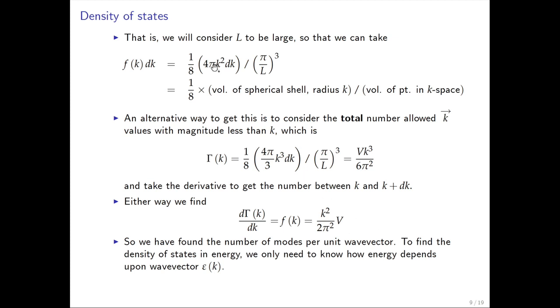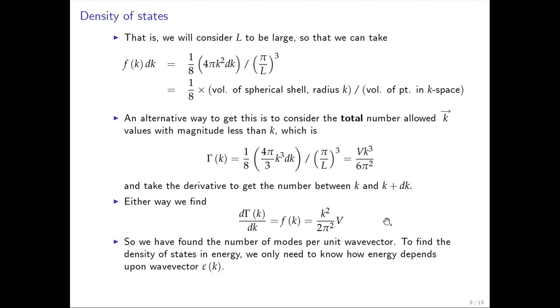So here you see we have basically 2 pi squared. These are the same, you can see. So that's it. We've found the number of modes per unit wave vector in k-space. It's just k squared over 2 pi squared times the volume. So of course it grows like the volume of our box, because as the volume gets larger, the points are getting closer together. And that's the answer for the density of states in wave vector space.